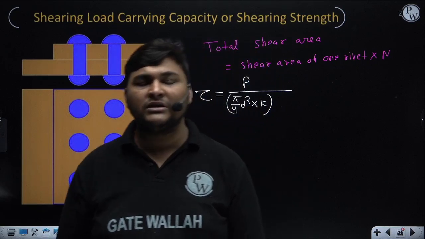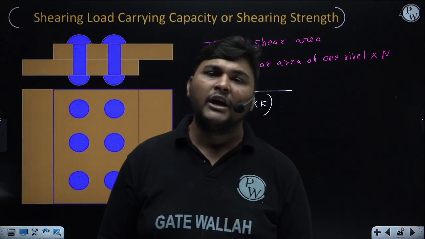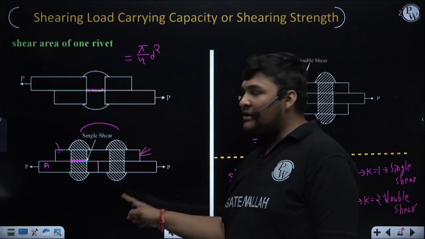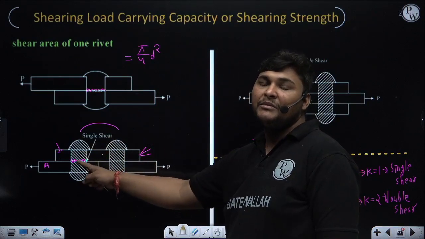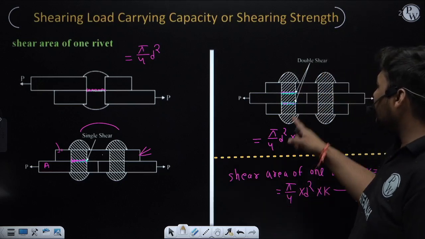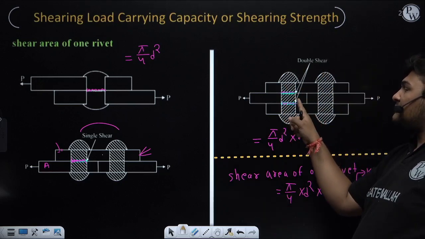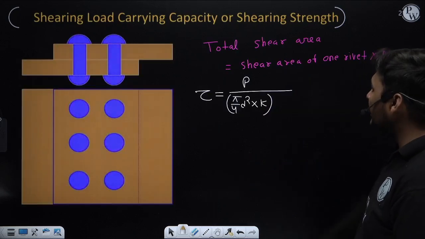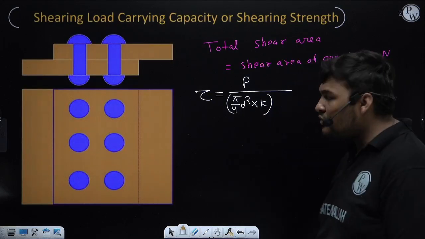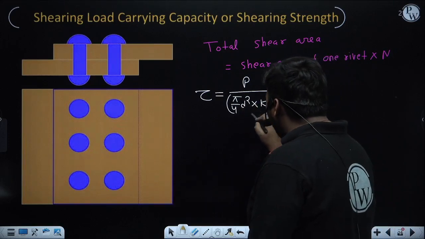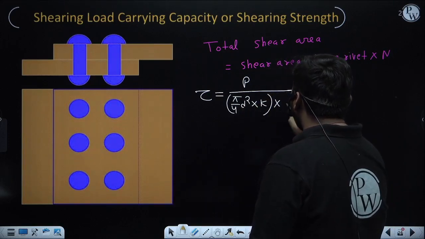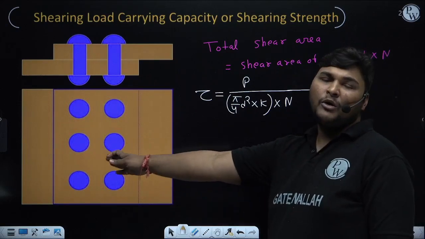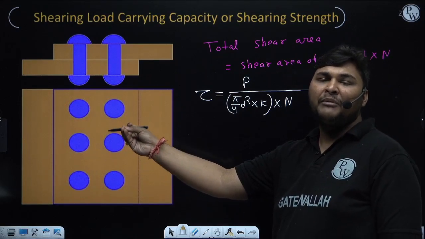How to see single shear or double shear? That I have explained. If it is a lap riveted joint, it will generally be subjected to single shear. If it is a butt riveted joint with single strap plate, it will be subjected to single shear. If it is a butt riveted joint with double strap plate, it will be subjected to double shear. And by this diagram also, you can visualize this. For single shear k equal to 1 and for double shear k equal to 2, into the shear area of one rivet, into the number of rivets per plate, which I am denoting as capital N. Like for this diagram, the number of rivets per plate is 6.